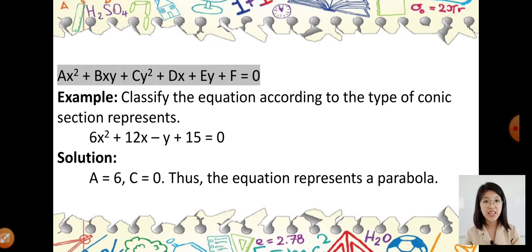Nakukuha ba? And, the equation now represents a parabola. Bakit? A is equal to 6. C is equal to 0. So, kapag merong isa sa kanila na equal to 0, yan ay parabola. Hindi lang pwedeng silang dalawa ay 0.